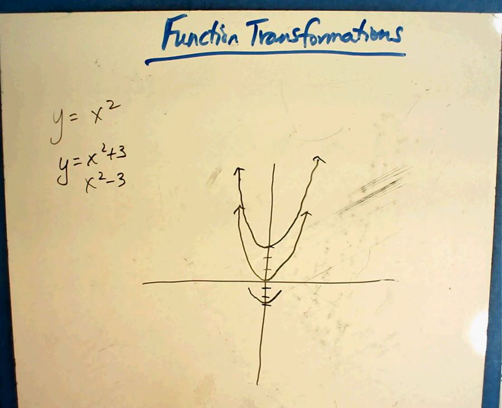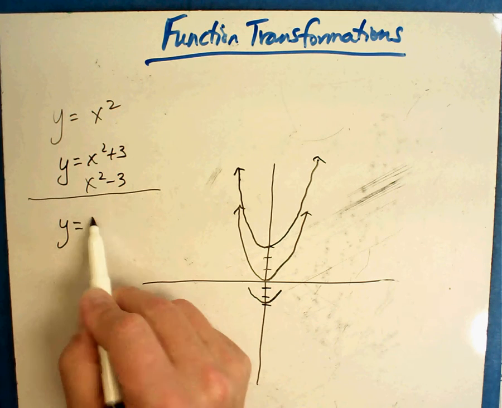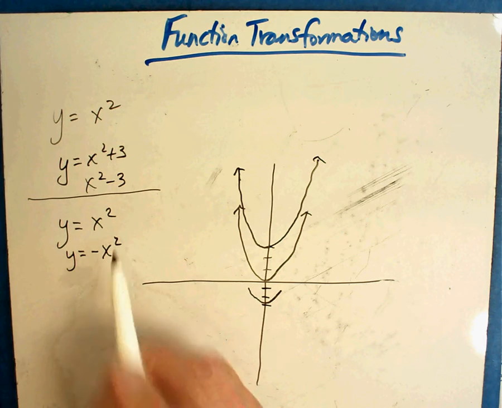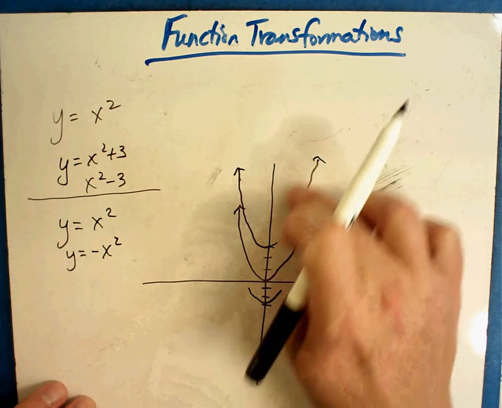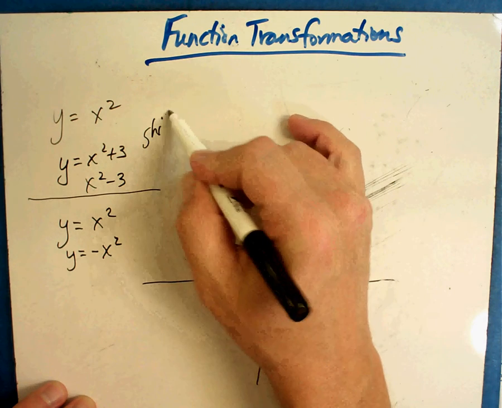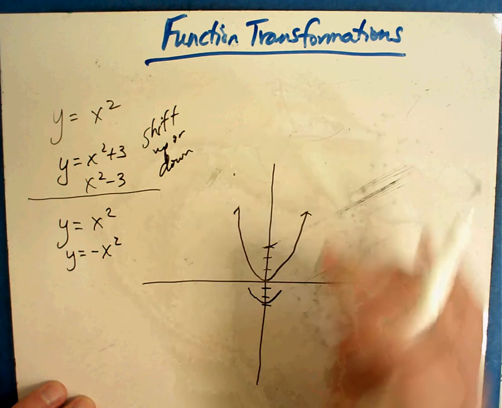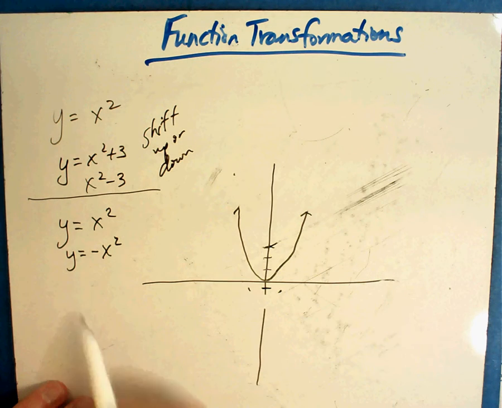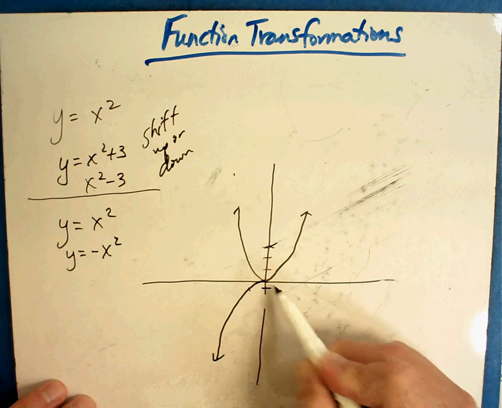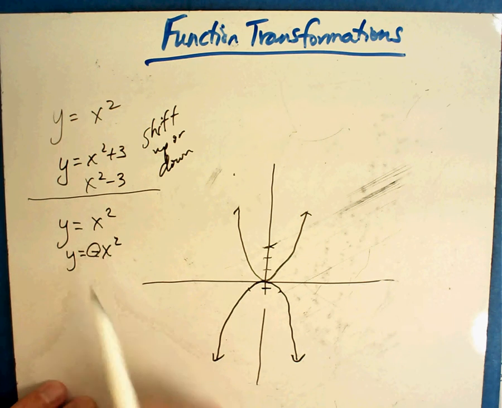Okay? So what do you think happens if y was x squared, but it now became y equals minus x squared? Well, what happens to that? So let's go to that one. I'll just take those out. So I just made it shift up or down here. What happens if the whole thing becomes negative? It flips upside down. So that negative makes it flip.